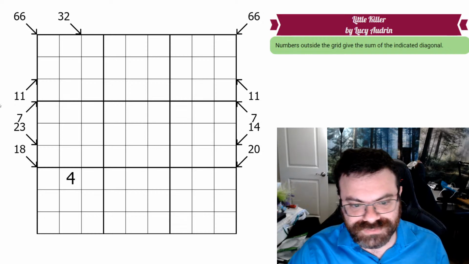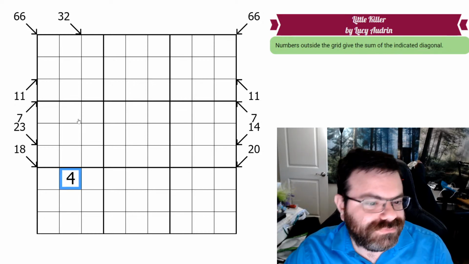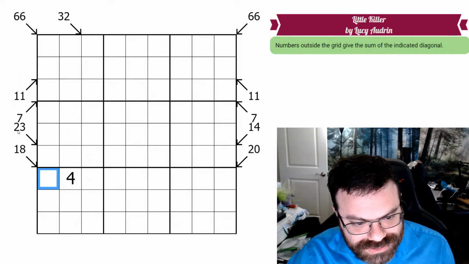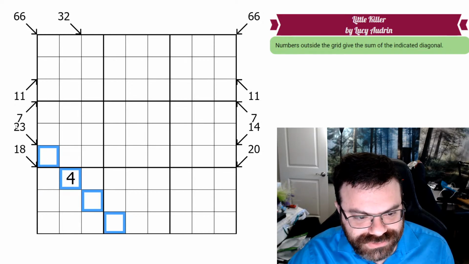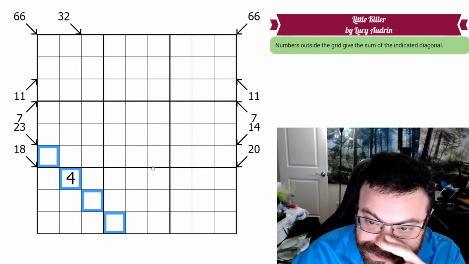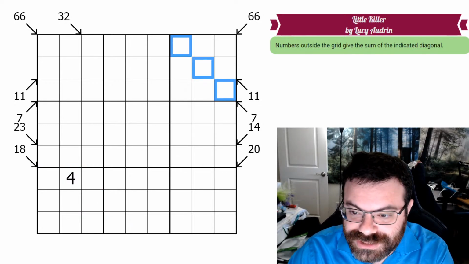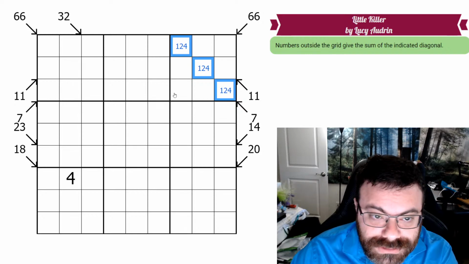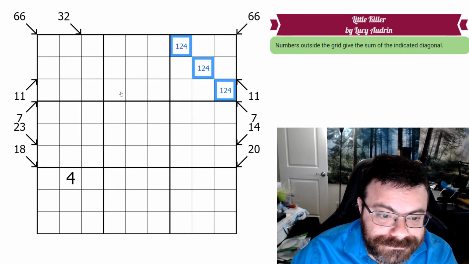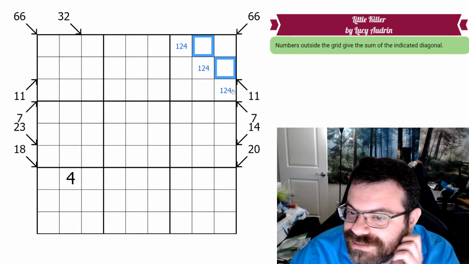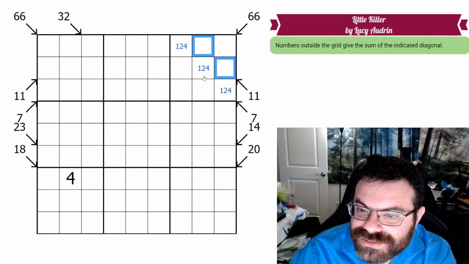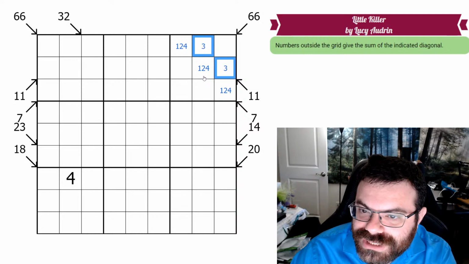So normal Sudoku rules apply. This cell's a 4. And the cells along a diagonal pointed by an arrow sum to the value in the clue. Digits can repeat as long as other Sudoku rules allow it. Let's get started with some easy stuff. This is 1, 2, 4. Let's see. How do we make 11 without a 1, 2, or 4? So I think we've got to be either 3, 8 or 5, 6.